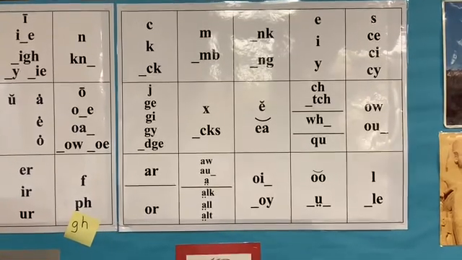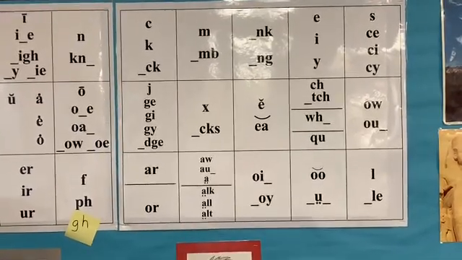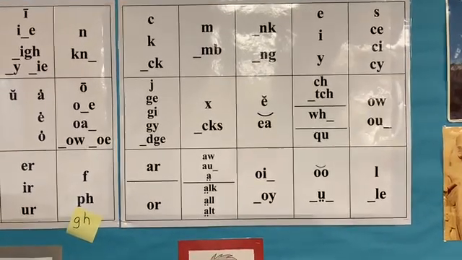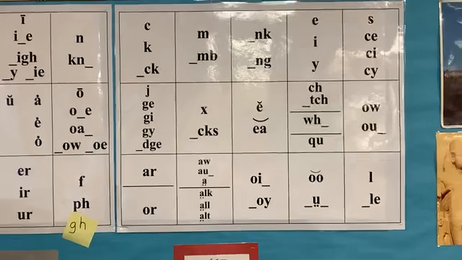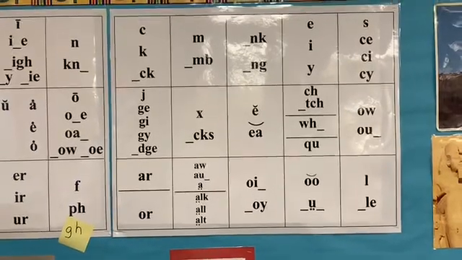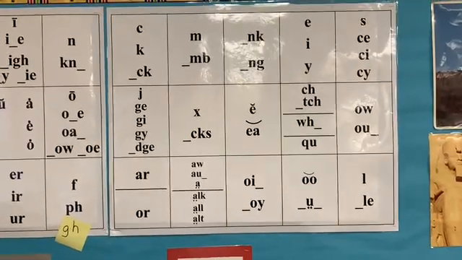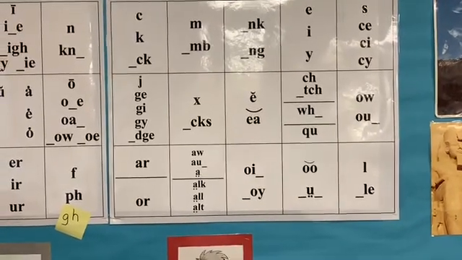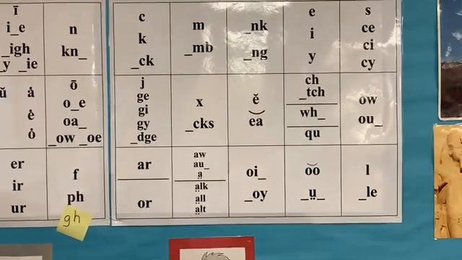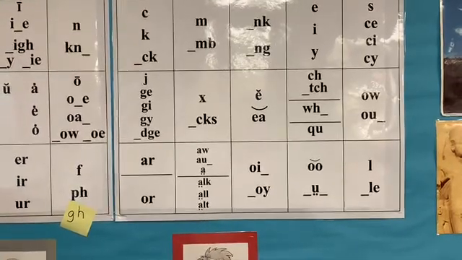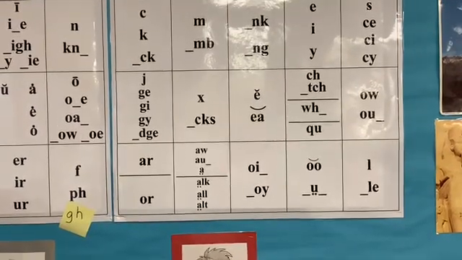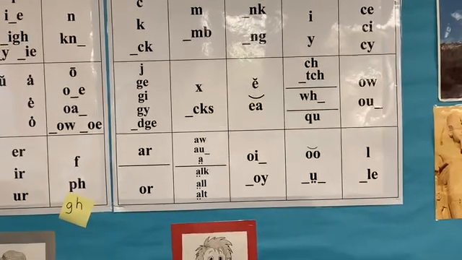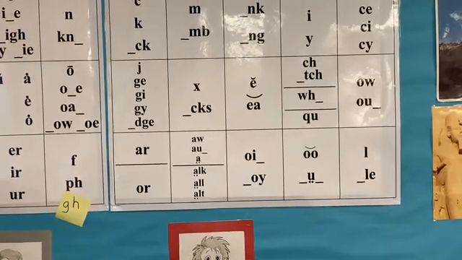Sound. R. Spelling. A-R. Sound. OR. Spelling. O-R. Sound. Aw. Spelling. A-W, A-U, blank, double dot A. Sound. Oi. Spellings. O-I, blank, blank O-Y. Sound. Spelling. Double O curve, blank, double dot U, blank.